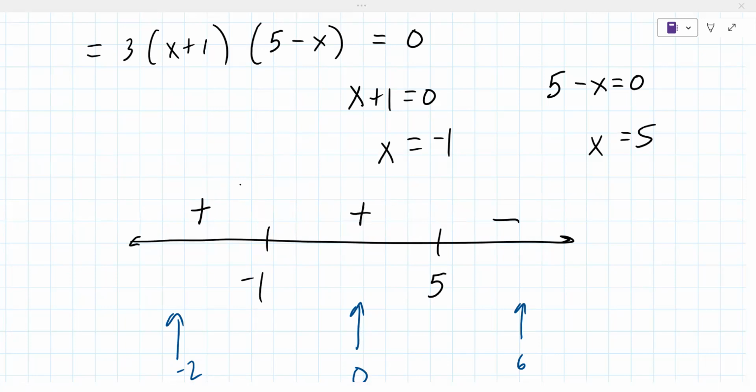I don't think it's asking for that. Let me look back one more time. It says find the critical numbers and where it's increasing or decreasing. So we found the critical numbers, -1 and 5.